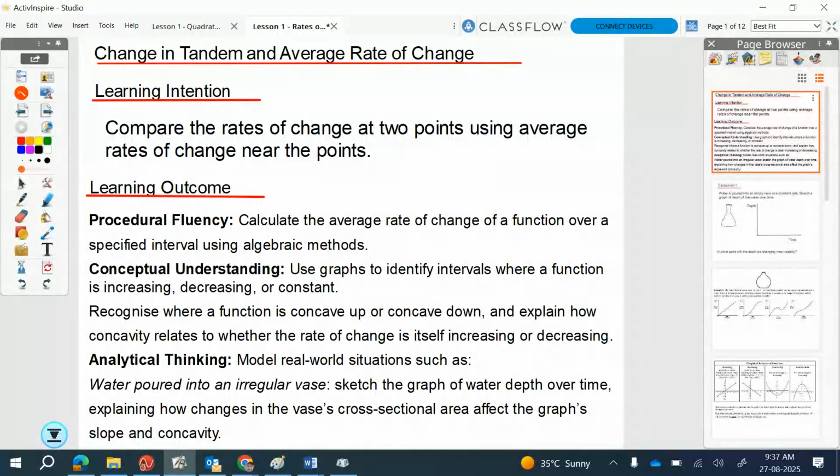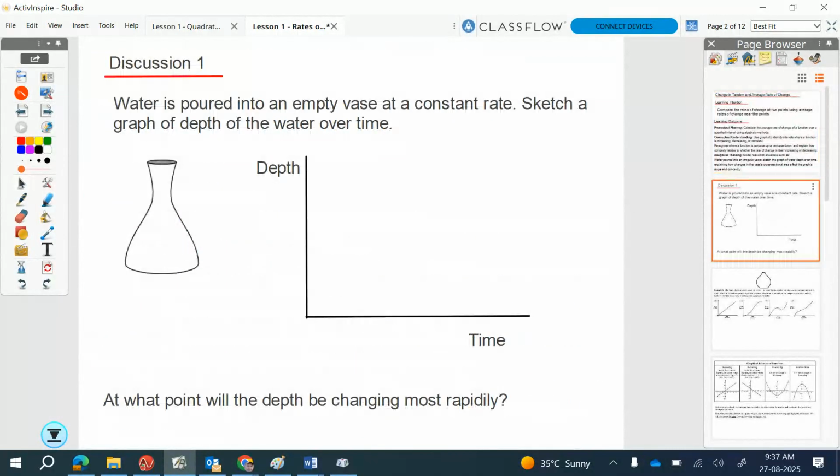Okay, so our first lesson today, we're going to be looking at comparing rates of change of functions and looking at average rates of change. So our introduction question for today this morning was to consider the depth or the height of the water in this vase as water is poured in at a constant rate over time.